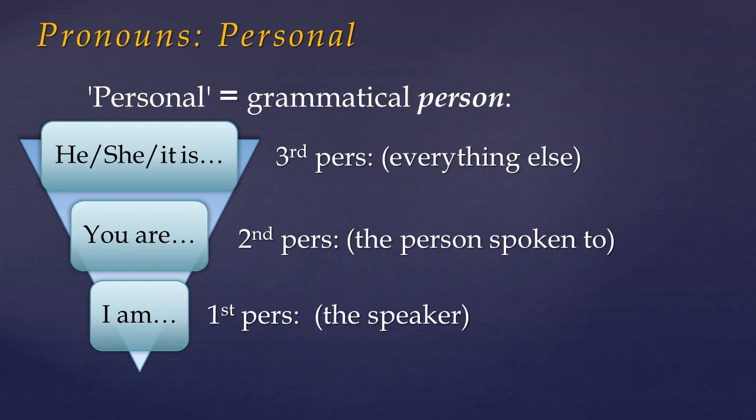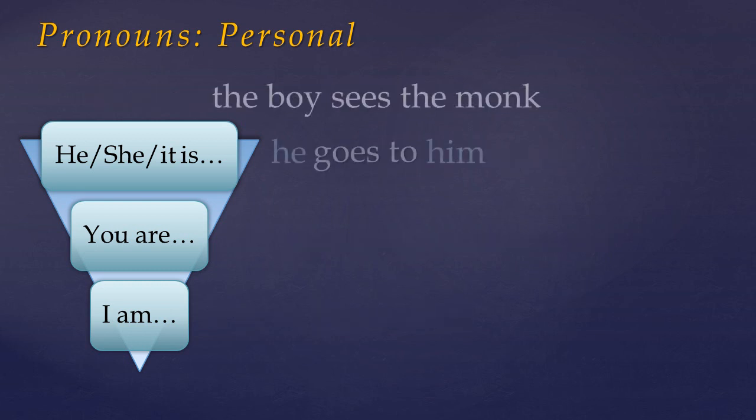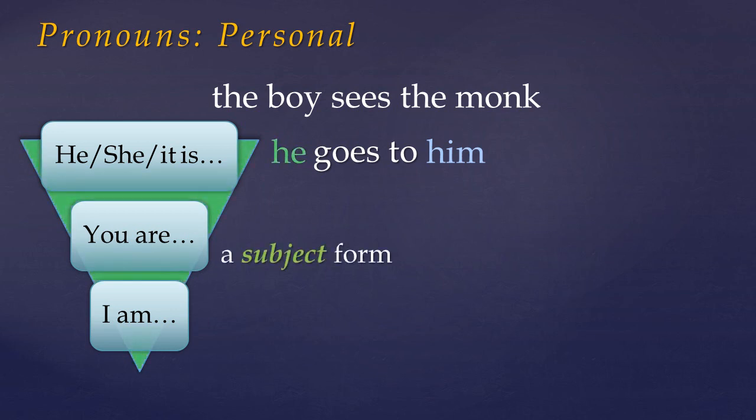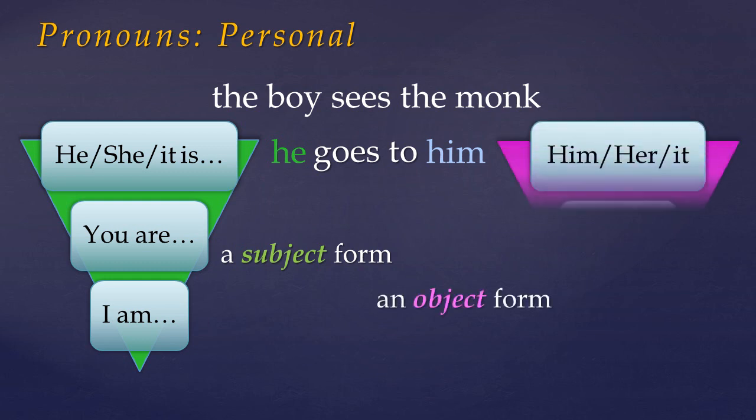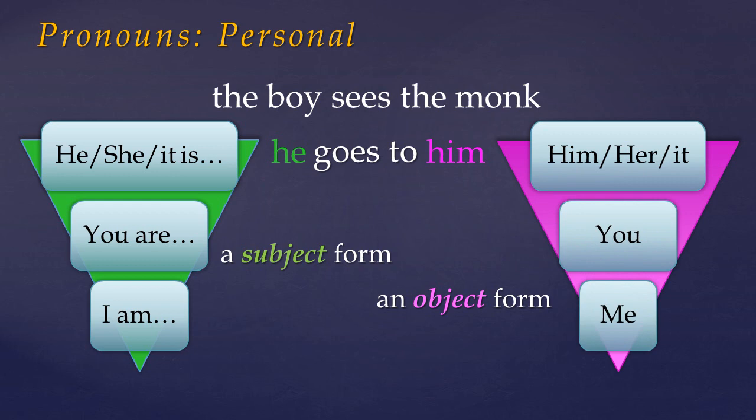So if we now return to our example, we can see that both the boy and the monk are third person, neither you or I. But we can see that although they're both third person, they have different forms. So as well as grammatical person, personal pronouns have a subjective form, which is used when replacing the subject of the verb, and, you've guessed it, we use an objective form when the pronoun replaces a verbal object.